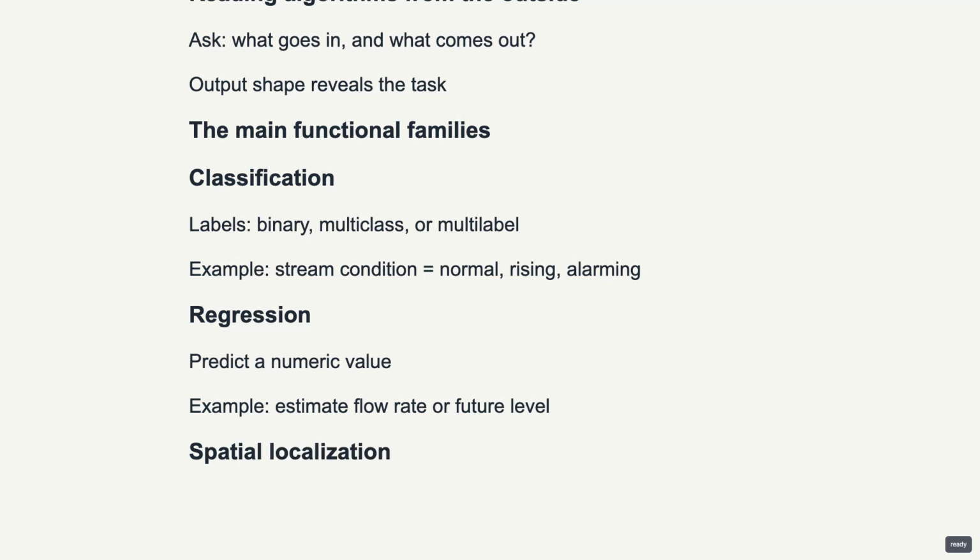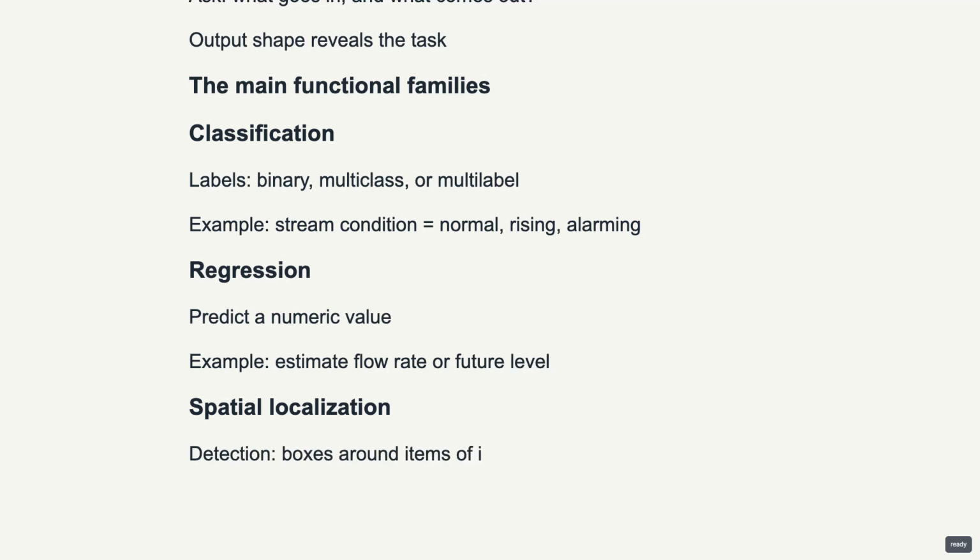Spatial tasks add location to the answer. Now the question is not only what is present, but where it appears and, sometimes, what shape it has. Detection marks approximate position with boxes and usually attaches a label and confidence. That makes it different from plain classification because the model is naming each instance and locating it in the frame.